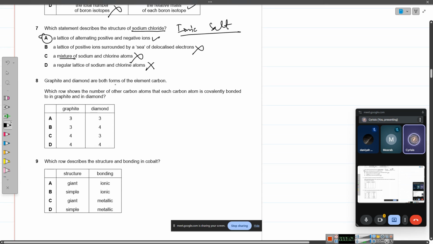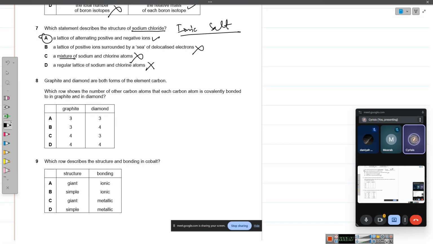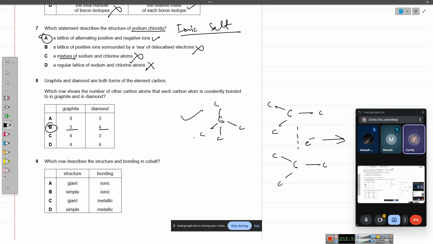Graphite and diamond are both forms of element carbon. Which row shows the number of other carbon atoms that each carbon atom is covalently bonded with, right? So in diamond, we have this structure, and in graphite we have this structure, right? So in graphite we've got 3, in diamond we've got 4, so that's going to be B for us, right? Clarified? This is how their structures are divided, right? The fourth one is the superficial bond, or the delocalized electrons stay in between, right? The conduction electrons for the graphite. This is diamond, right? This is diamond for you.